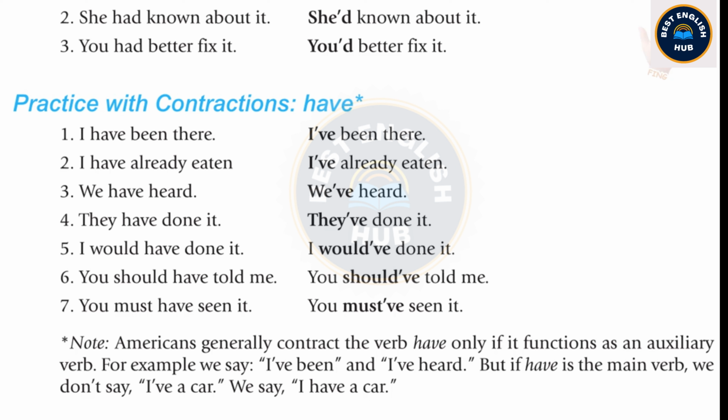Note, Americans generally contract the verb have only if it functions as an auxiliary. For example, we say, I've been and I've heard. But if have is the main verb, we don't say, I've a car. We say, I have a car.